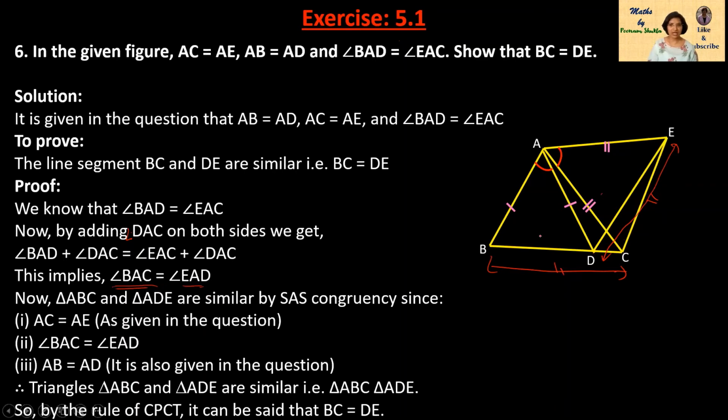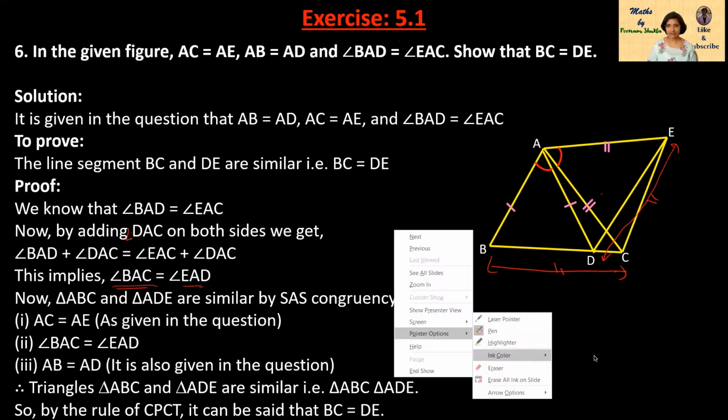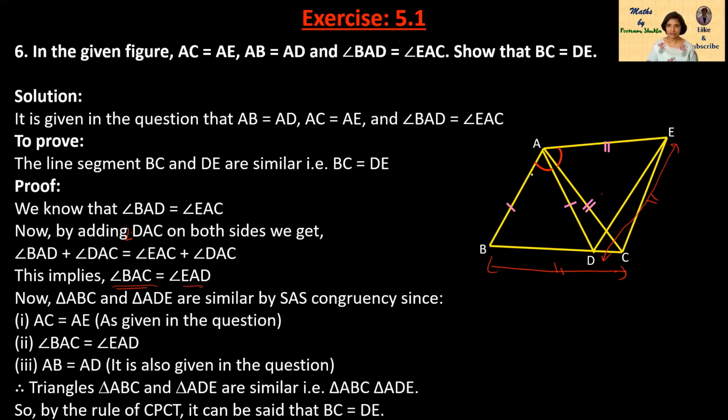So now we have three things which are equal in both the triangles. One is this angle, and another two sides are equal. So these two angles are equal, this and this, right? These two angles are equal, and these two corresponding sides are equal in both the triangles ABC and triangle ADE.